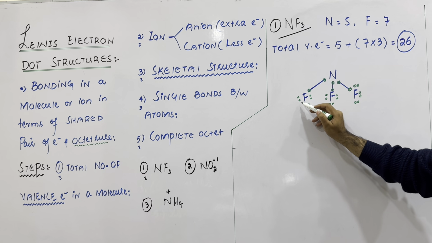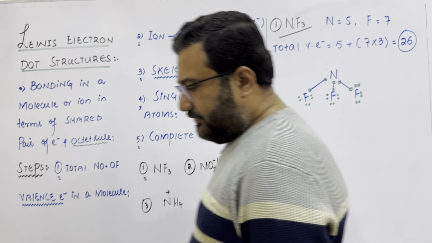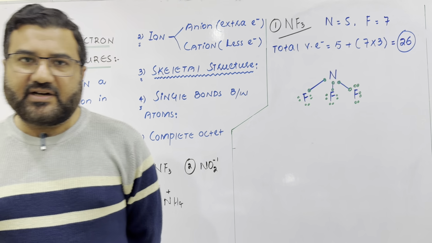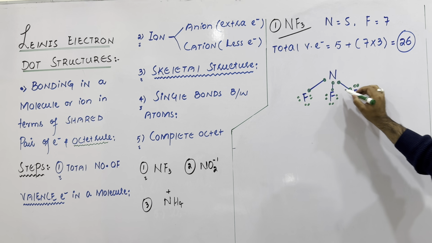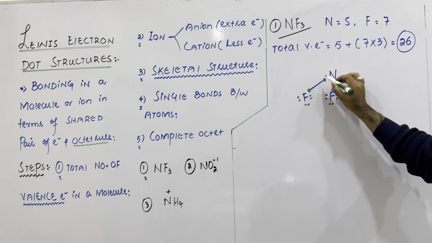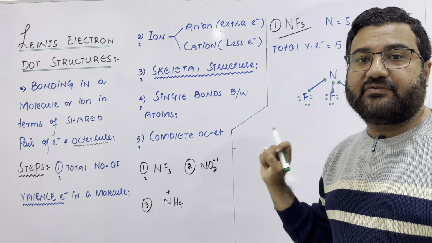1, 2, 3, 4, 5, 6, 7, 8. In this way, the octet of all fluorine atoms is completed. Now, if the octet of all three fluorine atoms is completed, it simply means this fluorine has 8 electrons, it is also having 8, it is also having 8. So 24 electrons are used to complete the octet of three fluorine atoms.